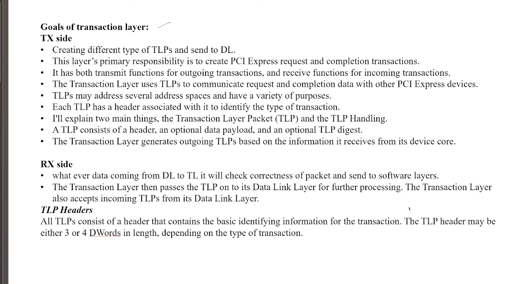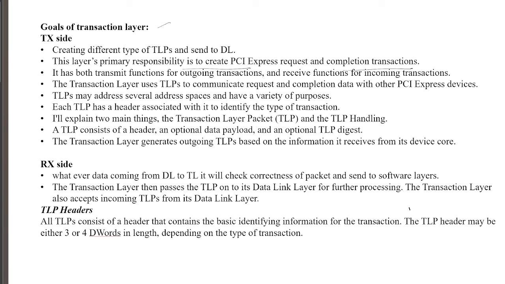So from the transmitter end, what are the challenges we need to face? Creating different types of TLPs and sending them to the DL layer. This is primarily responsible for creating the packets, and completions also come from the receiver, from EP to RC. So both transmitter and receiver can happen. These are the challenges and packets we need to see from the transaction layer point of view.